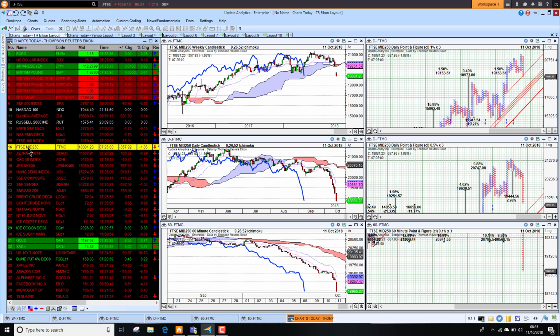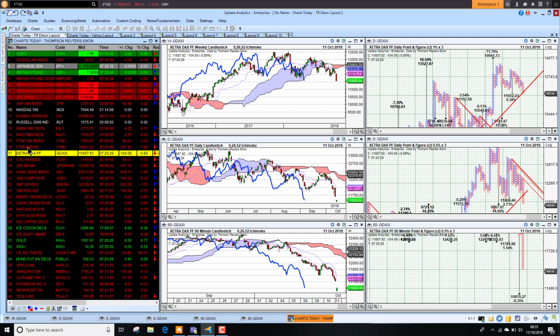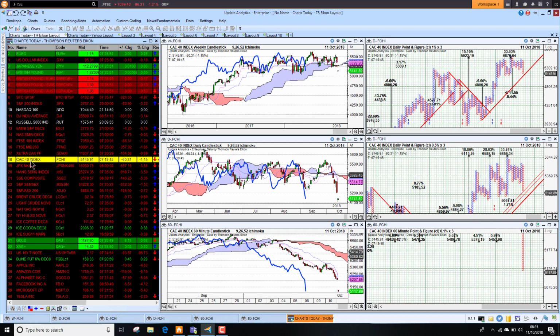FTSE 250 looking bearish as well, not quite yet on the long-term chart. The DAX starting to look very bearish as well. Long-term chart starting to deteriorate. We do have a short-term target downside for the DAX of 6%, so that's quite key as well. And the CAC 40 actually also looking quite bearish now too, with the medium-term chart clearly bearish.